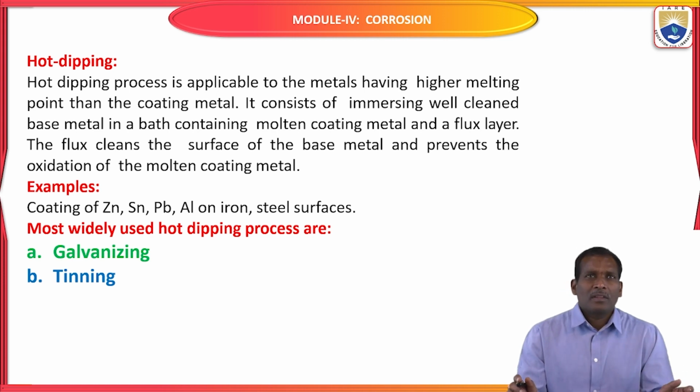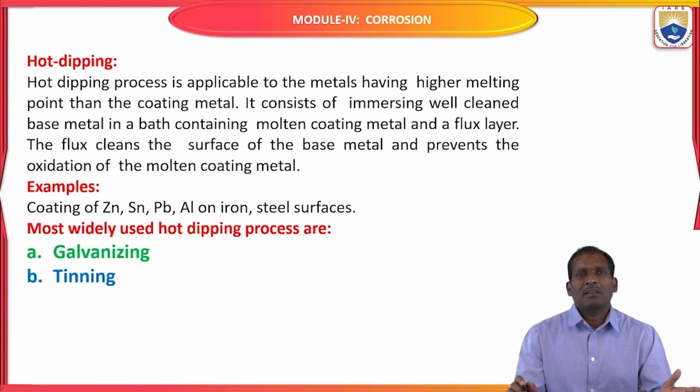The hot dipping process is applicable to metals having a higher melting point than the coating metal. It consists of immersing a well cleaned base metal in a bath containing molten coating metal and a flux layer. The metal you want to apply as the coating is in a liquid state in the bath. The flux cleans the surface of the base metal and prevents oxidation of the molten coating metal. Examples of molten coating metals are Zn, Sn, Pb and Al on iron and steel surfaces.